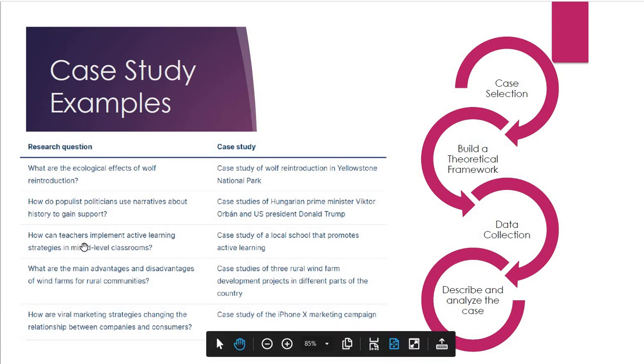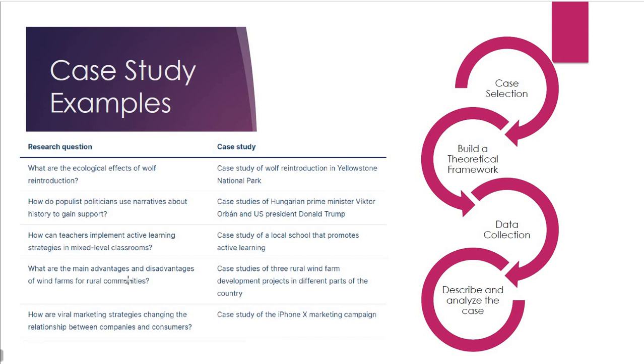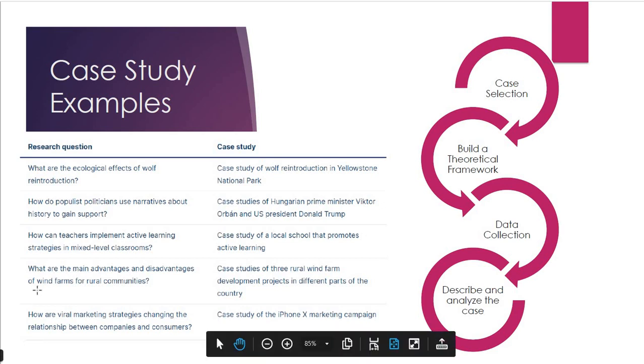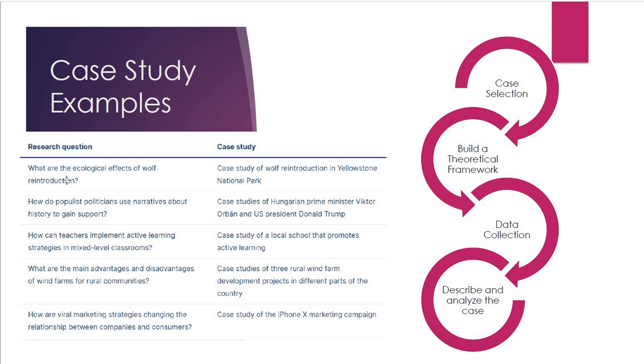And then, how can teachers implement active learning strategies in a mixed level classroom? What are the main advantages and disadvantages of wind farms for rural communities? So these are research questions. Okay, you want to ask, you want to know. So you form this research question at the early stage of the research.